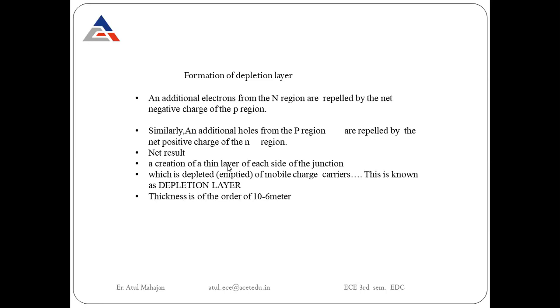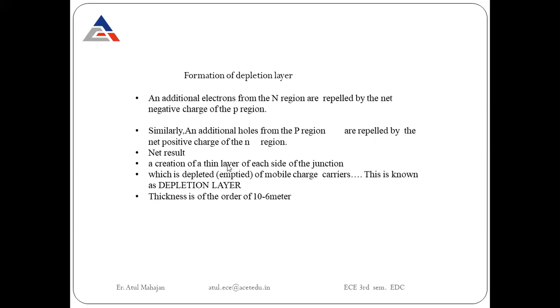Now, what happens in the case of forward bias conditions? We provide the negative supply to the N type material of the PN junction diode, and the positive supply to the P type material. The additional electrons supplied from the negative terminal of the battery are repelled by the net negative charge of the P region, and similarly, the additional holes from the P region are repelled by the positive charge of the N region.